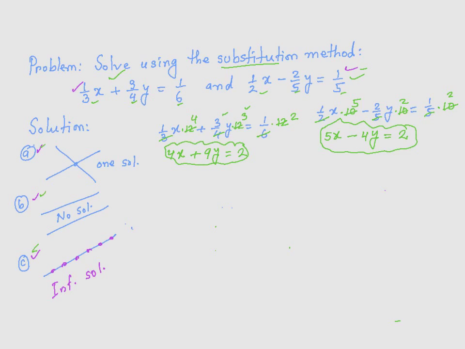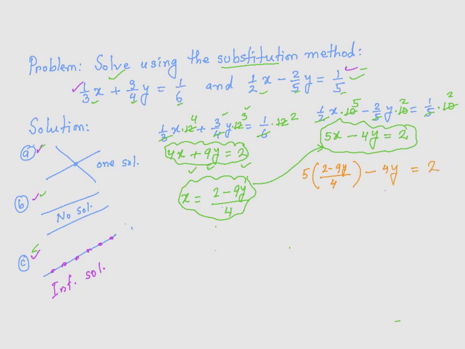So let's go ahead and try to solve for just one of the variables. In this one, I'm going to solve for x. And I'm going to skip through the calculations, and you know how to do it. If I solve for x here, I'm going to get (2 minus 9y) divided by 4. So I'm subtracting 9y from both sides and then dividing both sides by 4. Now I'm going to take this value and plug it in there. So it's going to be 5 times x, but instead of x, I'm going to put (2 minus 9y) over 4, minus 4y is equal to 2.